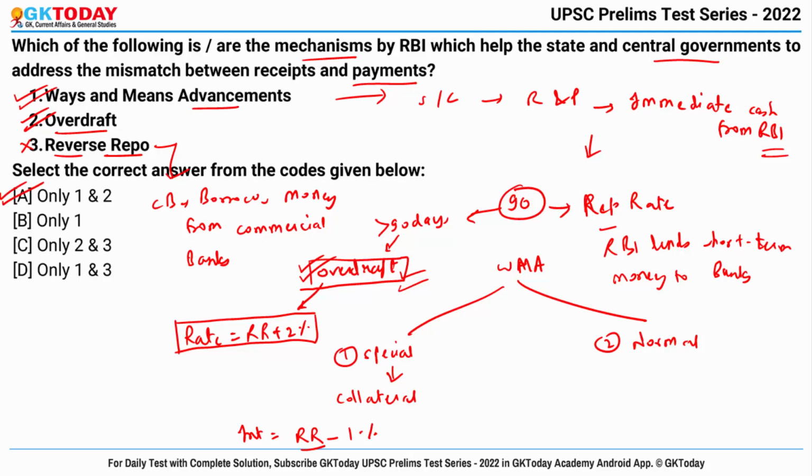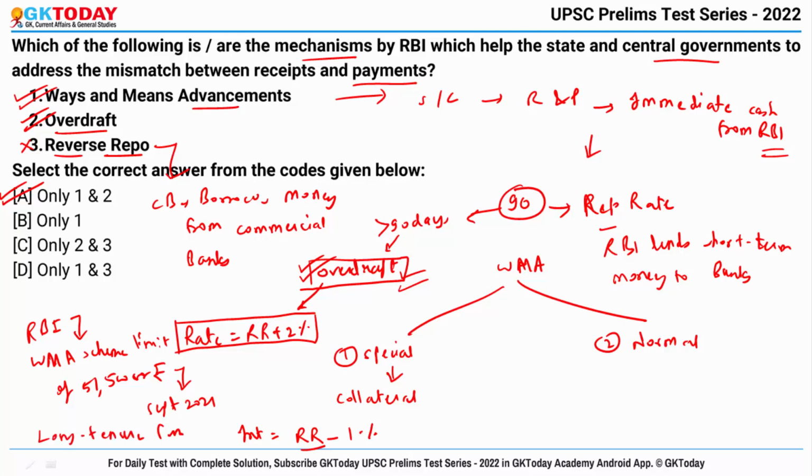Now why have we taken this question? Why was this in news? Because recently RBI has decided to continue with the existing interim WMA scheme limit of 51,500 crore rupees for all the states and union territories up to September 2021 due to the COVID-19 pandemic. Actually, cash flows of various states have been disturbed by the impact of COVID-19 and hence many states are in need of emergency financial resources to deal with the challenges. Hence, WMA can be an alternative to raise long tenure funds from the markets.